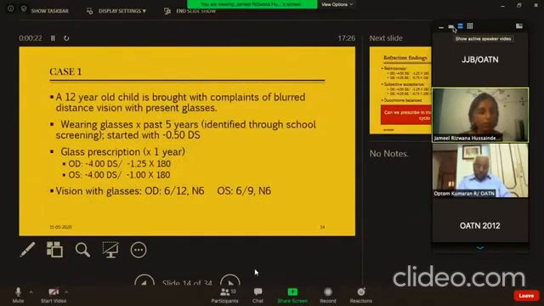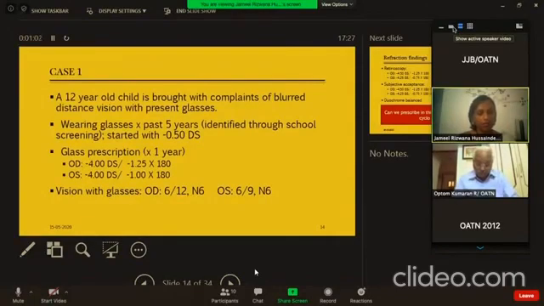The first case for the day is a 12-year-old child who has been wearing glasses for the last 5 years, and he was referred through school screening initially. Parents could recall that the refractive error was about half a diopter to begin with, and the last spectacle prescription is about a year old. He is wearing about -4 diopters with 1.25 diopter cylinder at 180 in the right eye, and -4 diopters with 1 diopter cylinder at 180 in the left, and the visual acuity is 6/12 and 6/9 in the right and left eyes respectively.